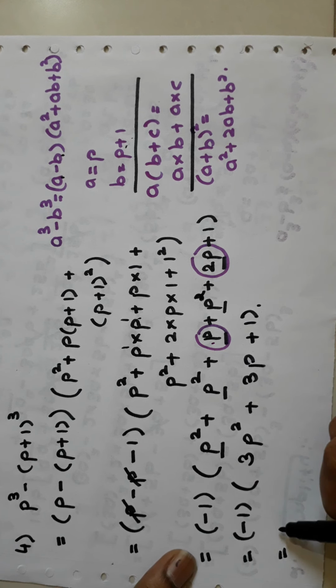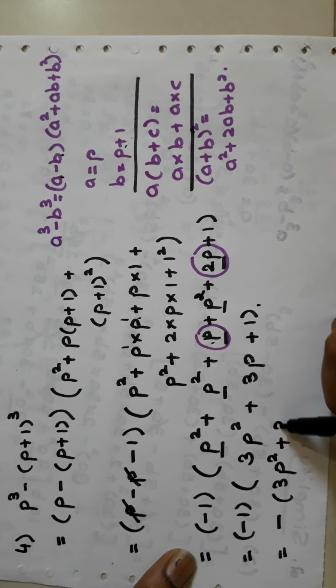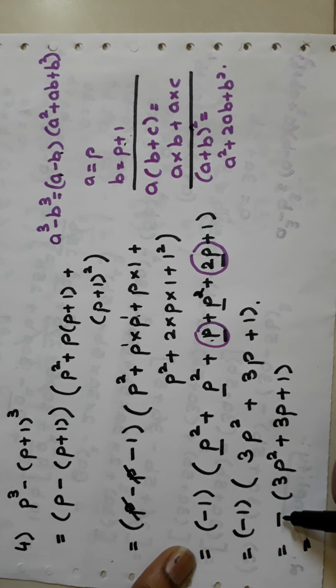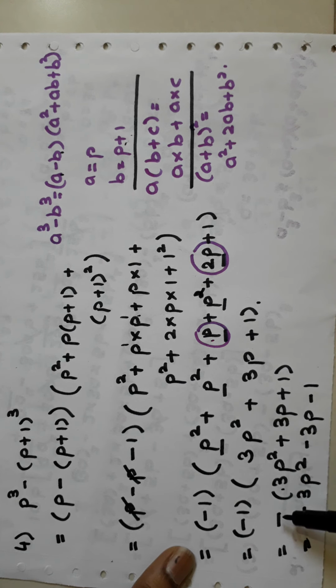You can even write this as minus (3p square plus 3p plus 1). Now you can even take this minus sign inside the bracket. Here it is a plus sign, so it becomes minus 3p square plus minus 3p plus minus 1. The sign is changing because you are multiplying the terms in the bracket by minus.